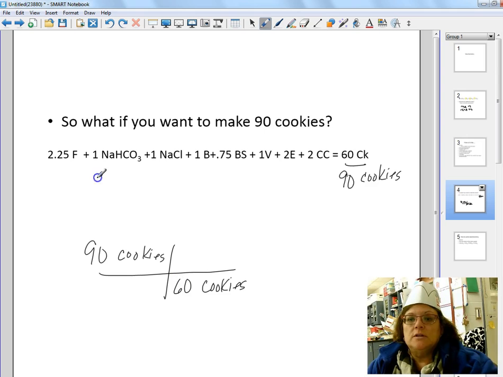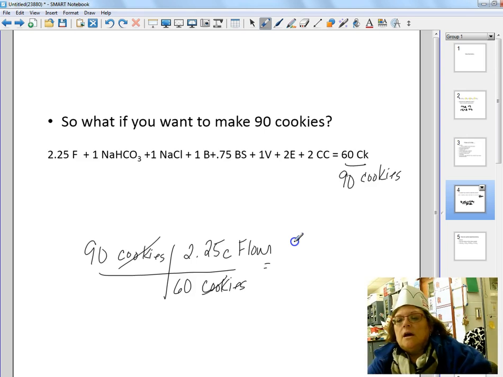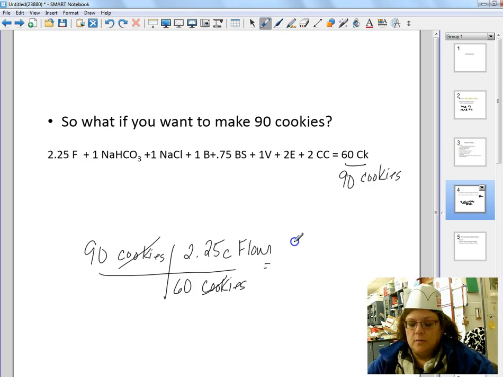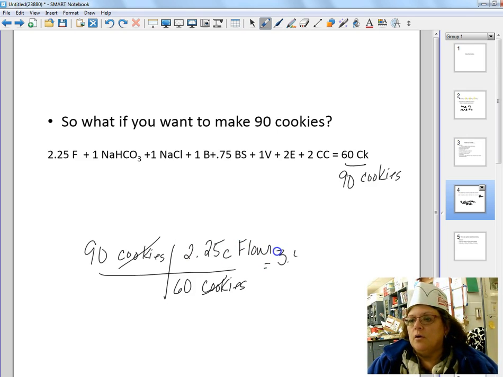And first one is flour. If I need 2.25 normally, how much flour am I going to need to make 90 cookies? Multiply it out, the cookies will cancel. And you end up 90 times 2.25 divided by 60. 3.375. So 3.4 cups of flour is what you would need.